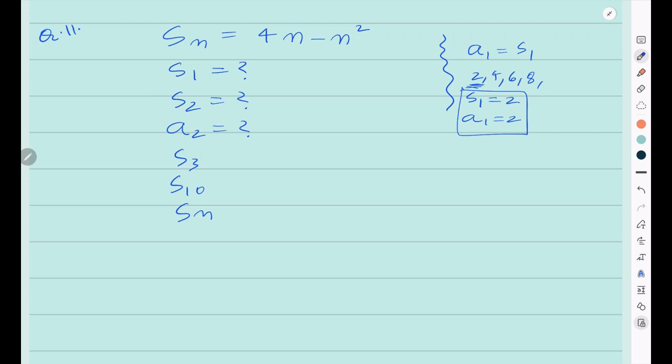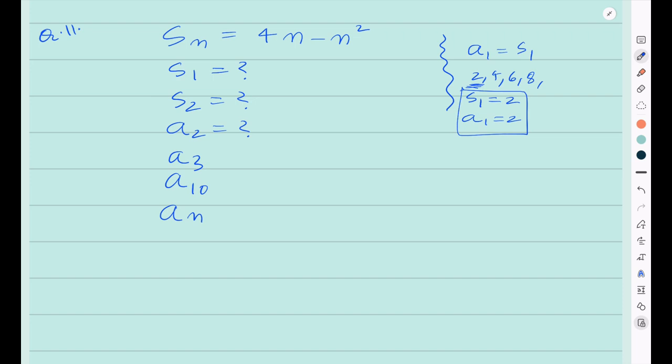Nth terms. Okay, sorry. It is not the sum of n terms, but it is asking about the terms. So A2, and then it is asking about A3 and A10 and then AN. Okay, this looks like a little bit different question. I will again try to explain it.